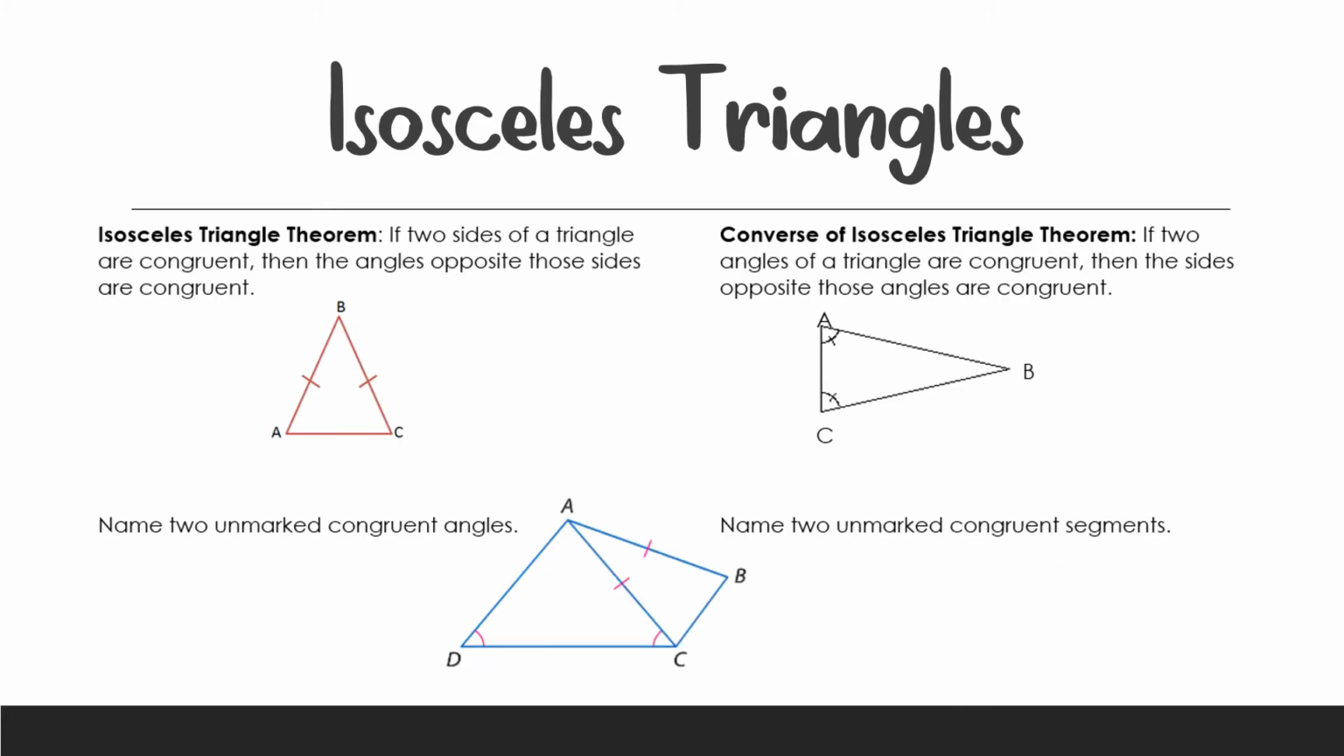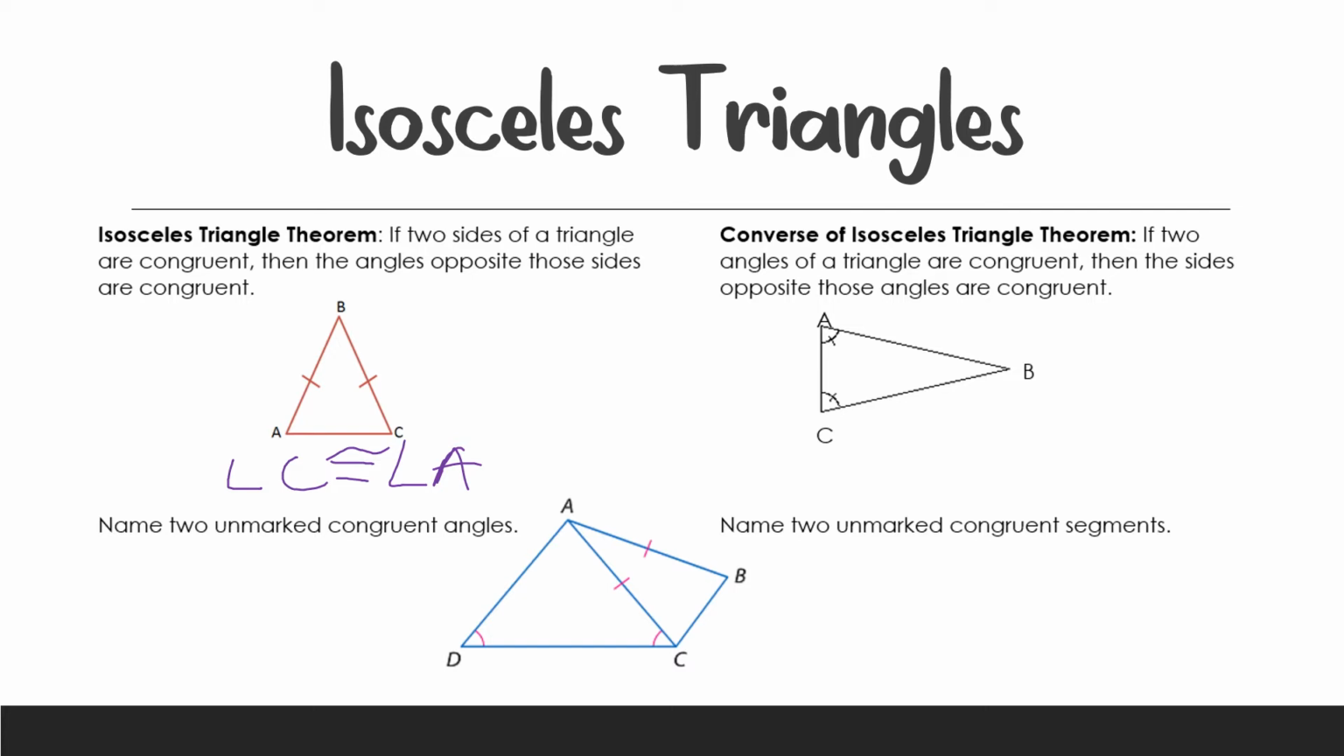A little information about isosceles triangles. There is something called the isosceles triangle theorem, and then there is the converse of the isosceles triangle theorem. The isosceles triangle theorem says that if you have 2 sides of your triangle that are congruent, then the angles opposite those congruent legs are going to be congruent. So in this picture, we know that side AB is congruent to side CB. That would mean that angle A is congruent to angle C.